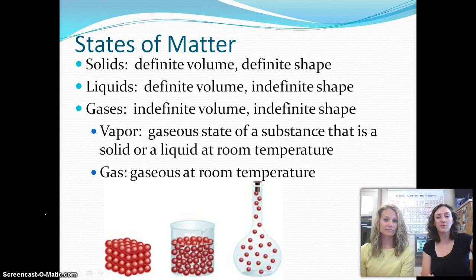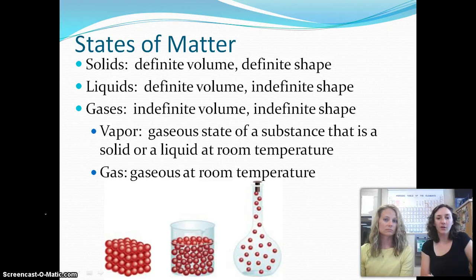Liquids, we know that liquids flow and that they have a definite volume because they take up the space that they're in, but they have an indefinite shape because they can flow. So see how the water changes shape as it flows throughout this. You can't compress it either. No, you cannot compress it.